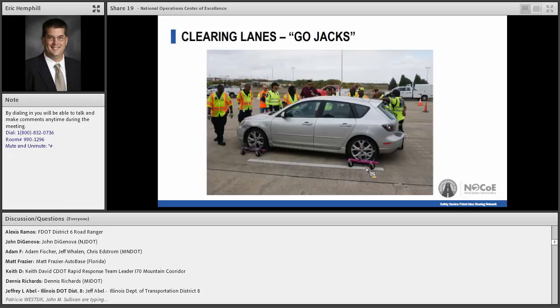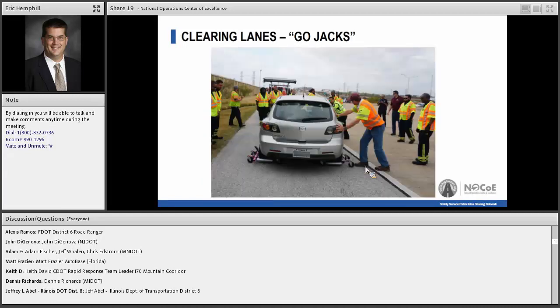And next slide, please. And then it just becomes a roller skate. In this image, you see a bunch of folks standing around because, again, this is a training aspect. But 2 people can easily push a car over to the shoulder, as you see in the next slide.